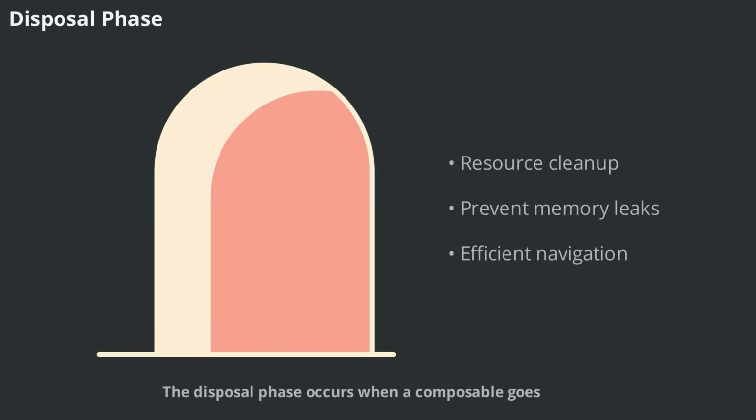Disposal phase occurs when a composable goes out of scope or is replaced by another composable. Jetpack Compose cleans up resources associated with the composable, such as canceling coroutines, releasing listeners, or disposing of state objects. If disposable effect cleanup code is defined, Compose executes it to ensure no resources are left hanging. Proper disposal prevents memory leaks and keeps your app running smoothly, especially when navigating between screens or removing components.